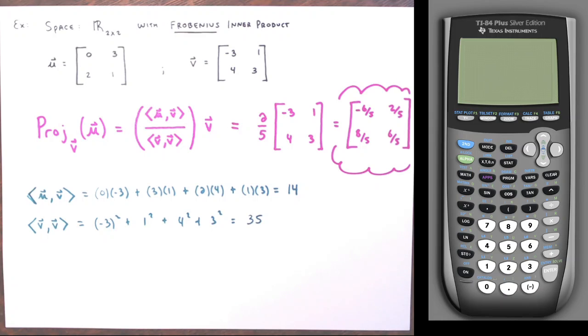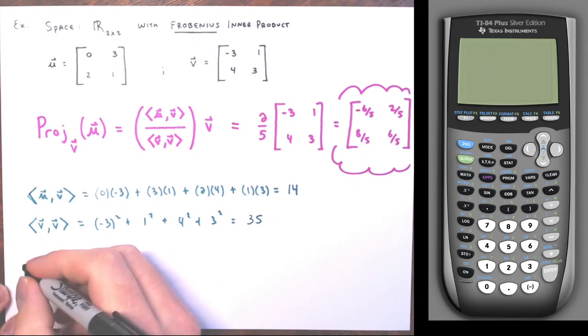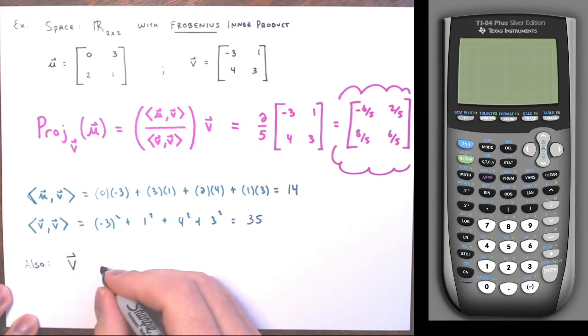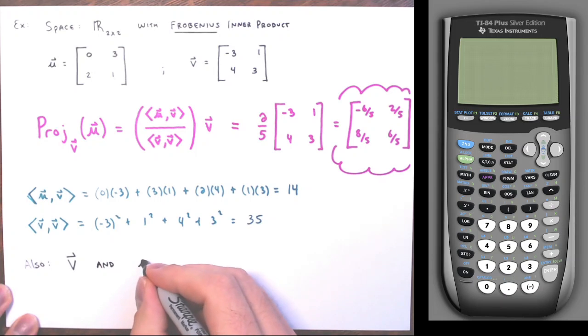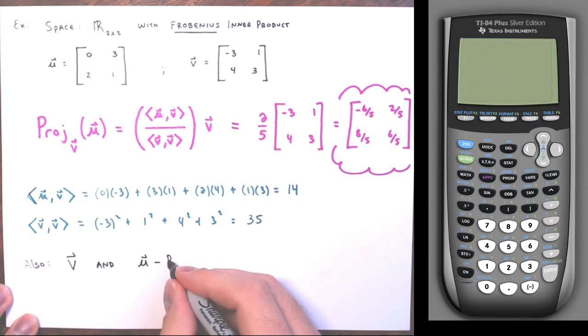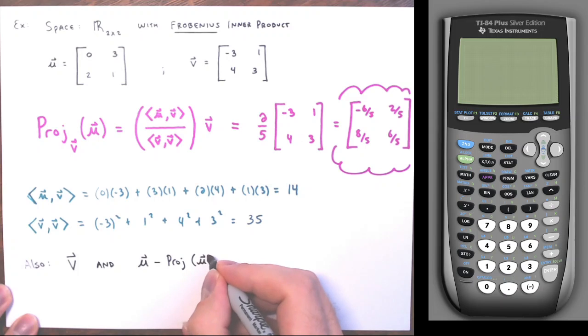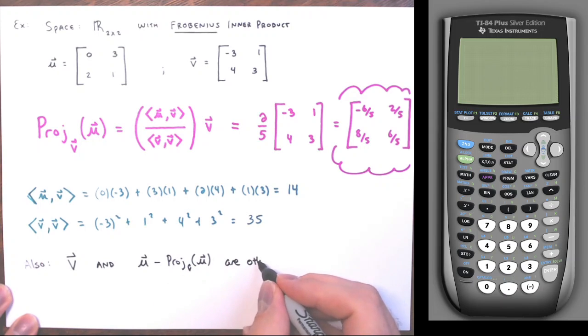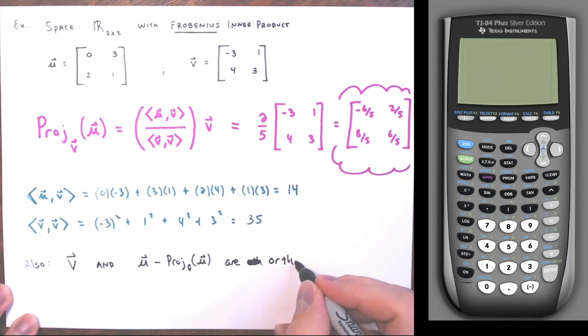Okay, now let's test it out. If this truly is a projection vector, then v and u minus this projection vector should be orthogonal. So again, with every example, I'm writing the same stuff. The vector you project onto and the vector you projected minus the projection vector should be orthogonal.